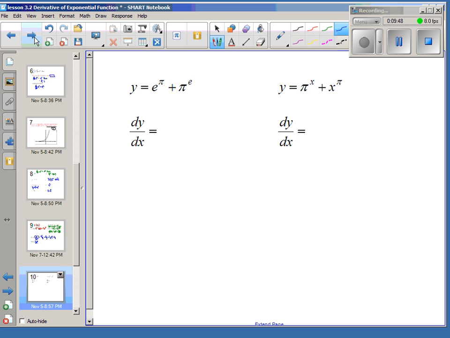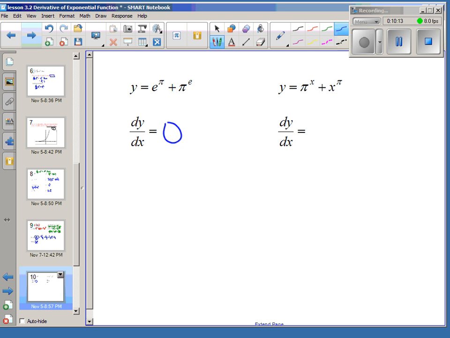I'd like you to take a second, look over these two problems here, and do the derivatives. If we look at our first one, e to the pi plus pi to the e, pi is a number and e is a number, so e to the pi power is just another constant, as is pi to the e power. So both of those will be numbers. When we take the derivative, we get 0.